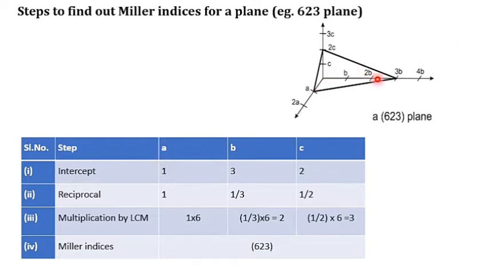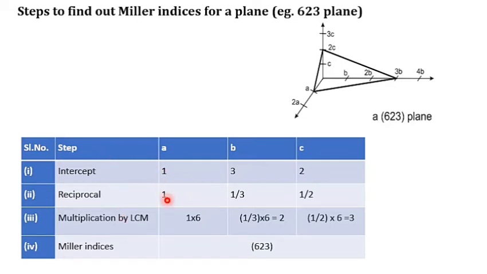In the B direction how many intercepts? 1B, 2B, 3B. So 3 unit cells are there. So it is 3. Then how many intercepts are there along the C direction? 1C, 2C. Therefore 2C. So first step is to find out the intercept. Okay, we find. Then find out the reciprocal.